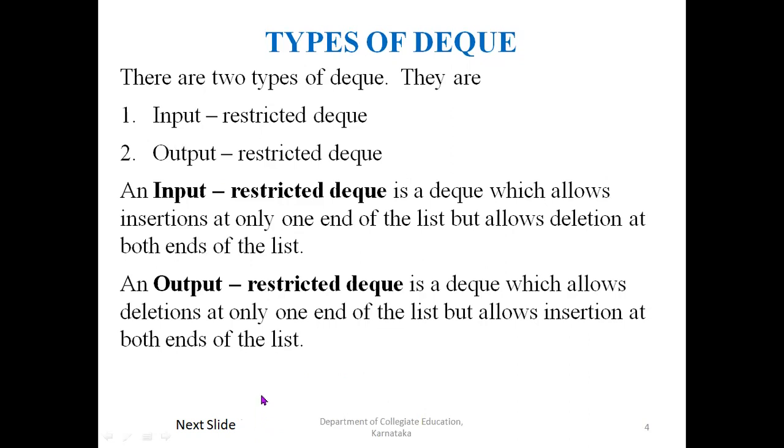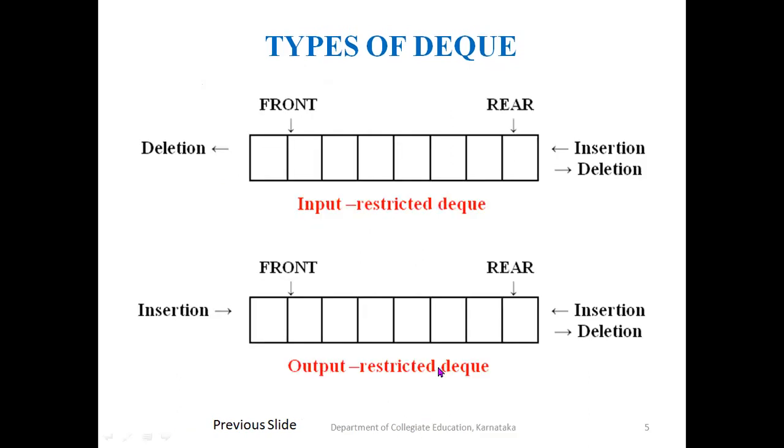And the second type is the output restricted DQ. It is a DQ which allows deletion from only one end but allows insertion from both the ends of the list. So here you can see in the diagram that insertion is happening from both the ends but deletion is happening from one end.